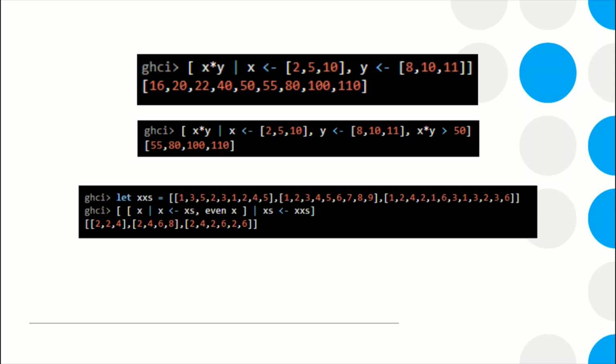In the other example, what we are doing is that we are going to take all the lists in the list. So the lists are XS, and we are going to return a list of lists that have all even numbers of the list given.